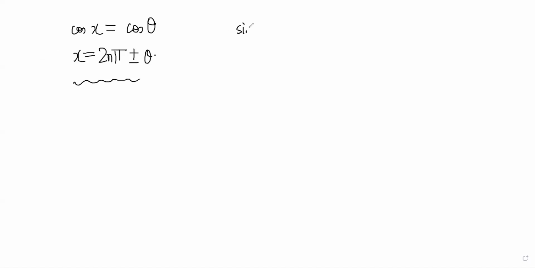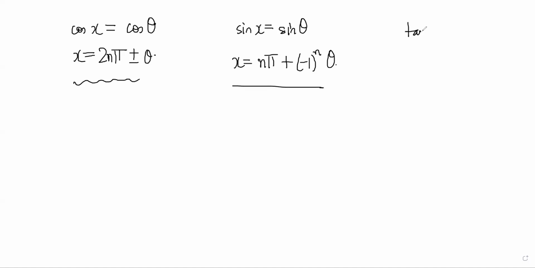For sine x, the equation was sine x is equal to sine theta. X is given by n pi plus minus 1 power n theta. Similarly, for tan x is equal to tan theta, the solution is x is equal to n pi plus theta.